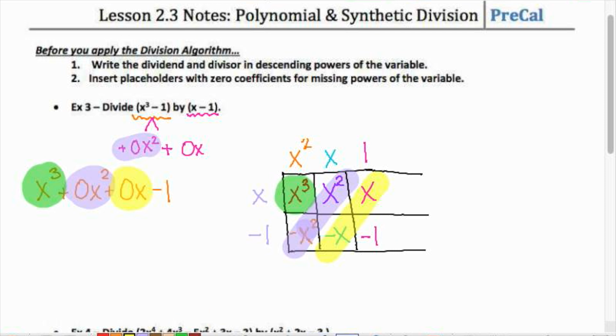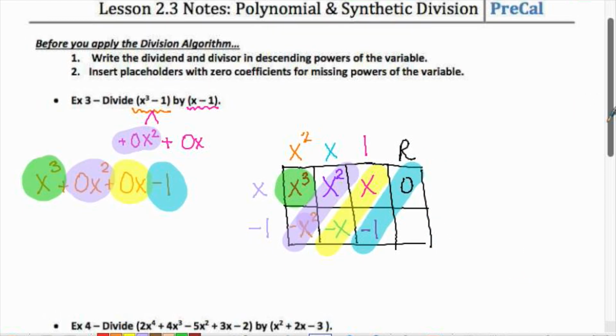And then one more time, we're looking for here and here needs to add up to this last term here. So in this particular case, if you'll notice, the last term here is a -1. -1 plus what would give me a -1? Well, that would be 0. So my remainder in this case is 0. Right? Hopefully that's making sense.